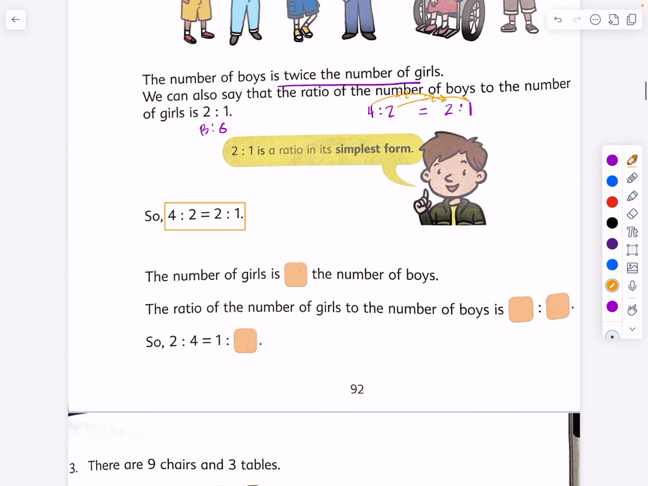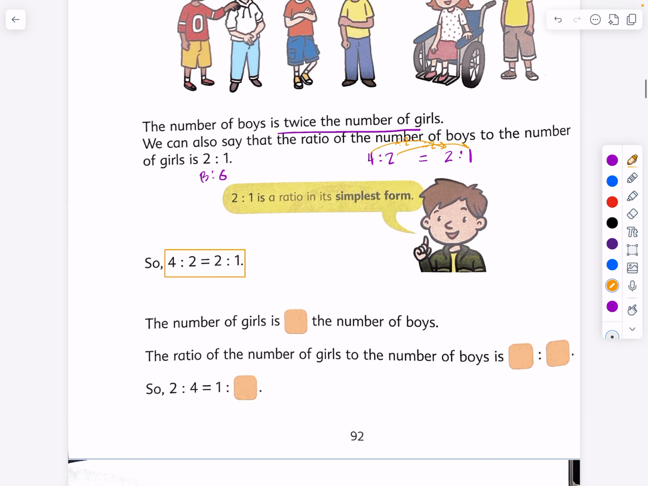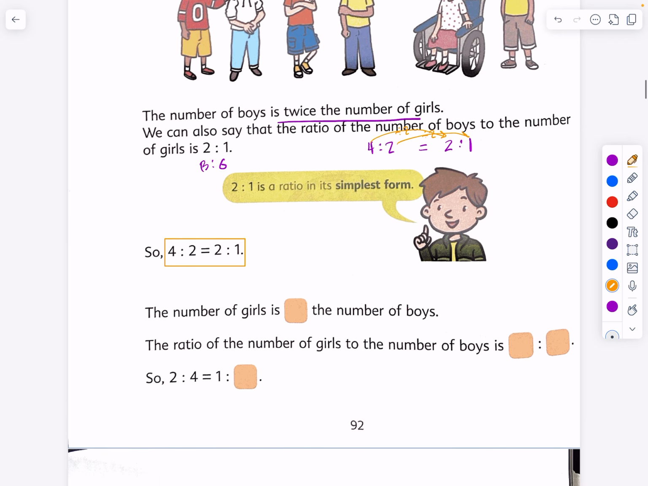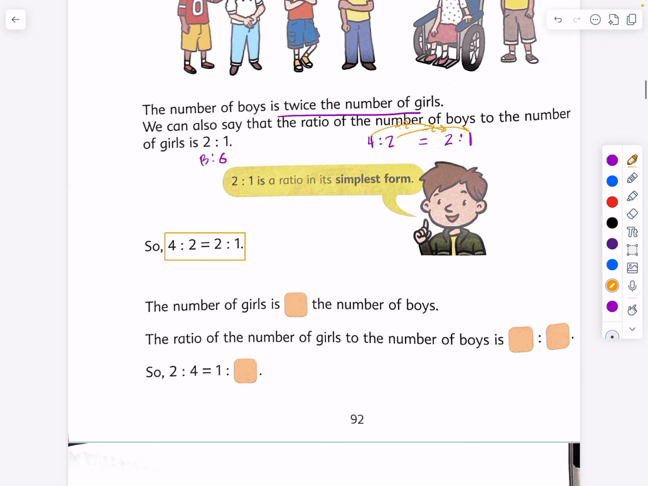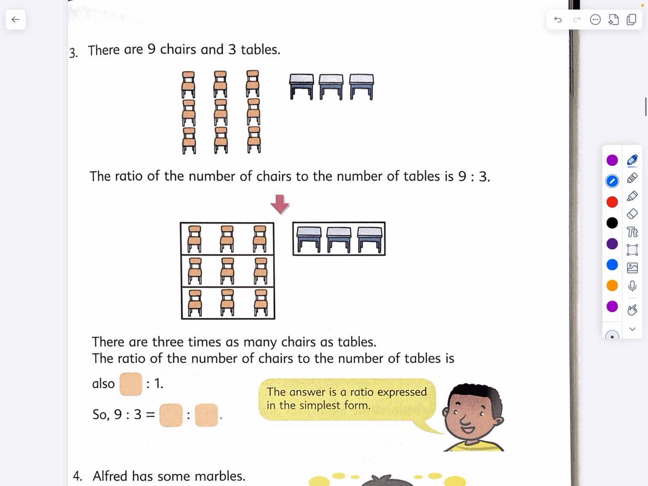The number of girls, well, if there are twice as many boys, the number of girls is half the number of boys. The ratio of the number of girls to the number of boys, I'm going to label G to B, is 2:4, or we can simplify it and say it's 1:2. Divide by 2, divide by 2. We can simplify ratios by dividing by a common factor. Look at this, problem number 3.